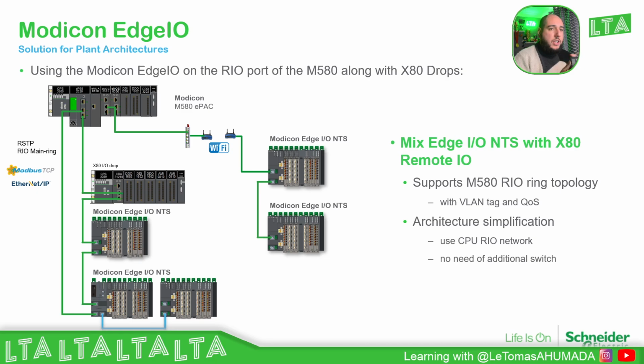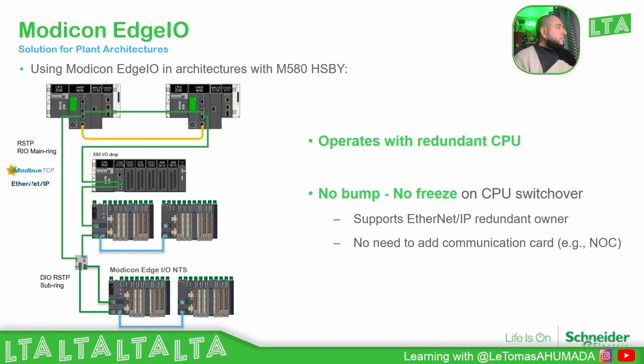Then we can also use this one as a RIO. So the Modicon STB wasn't able to be used as a RIO. You just need to use the switch, connect, and use it as a DIO. And here we have the possibility to connect this whole IO system to the RIO port that we have on the M580, which is totally different compared with the STB. Now, it's also compatible with host standby. Again, it can be used like the Modicon STB. Here you can see at the bottom, it can be used in the same ring topology as a RIO along with the X80 solution.